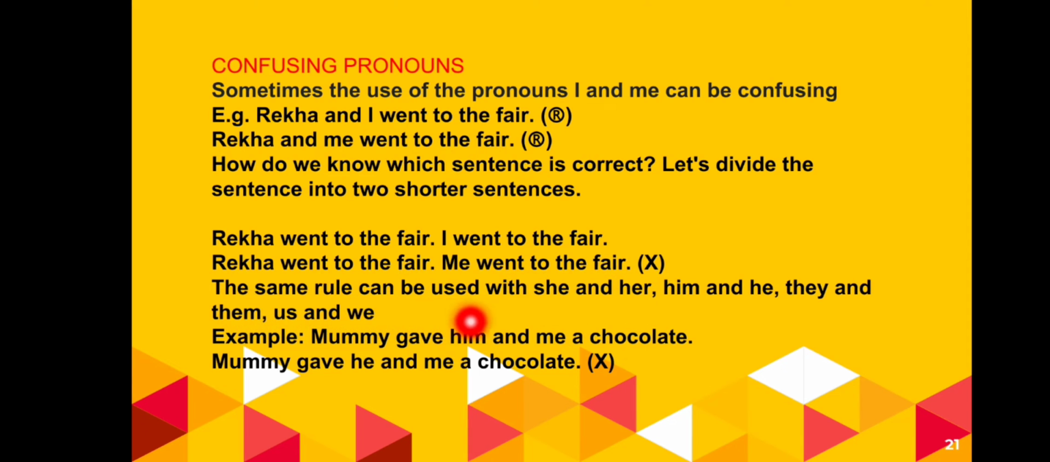The same rule can be used with she and her, he and him, they and them, us and me. Example, Mummy gave him and me a chocolate. Mummy gave he and me a chocolate. That is wrong.